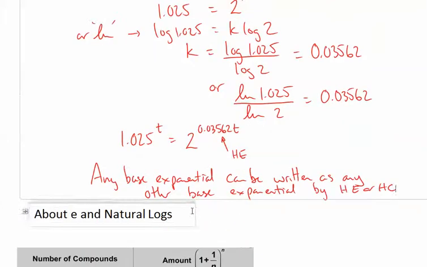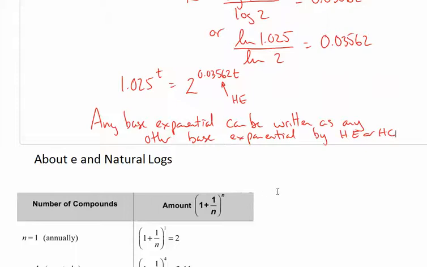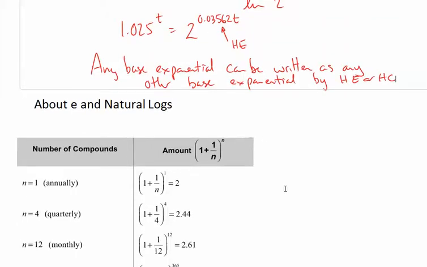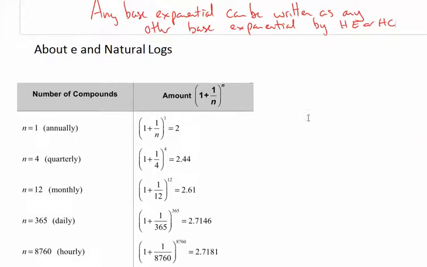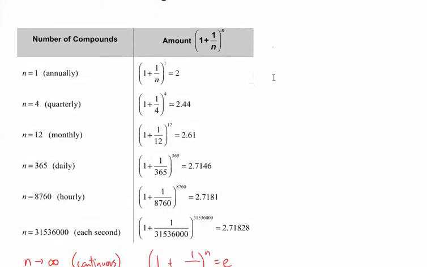All right, I want to talk about e and natural logs a little bit. People tend not to like this very much. E is a much maligned number. It's just like pi. It's irrational. It's a decimal that doesn't repeat and doesn't stop. And here's a build-up of what e is represented by.